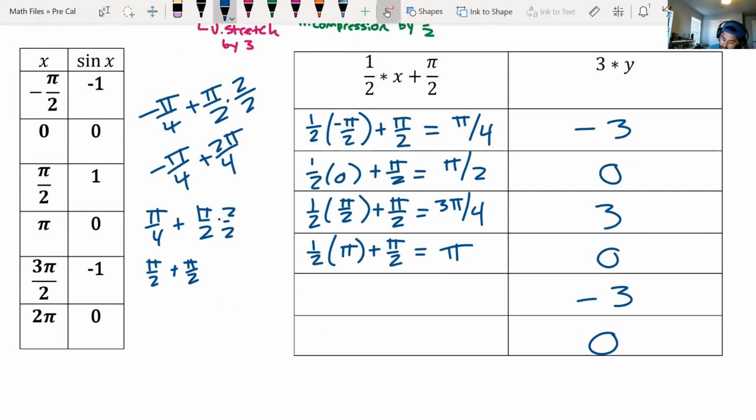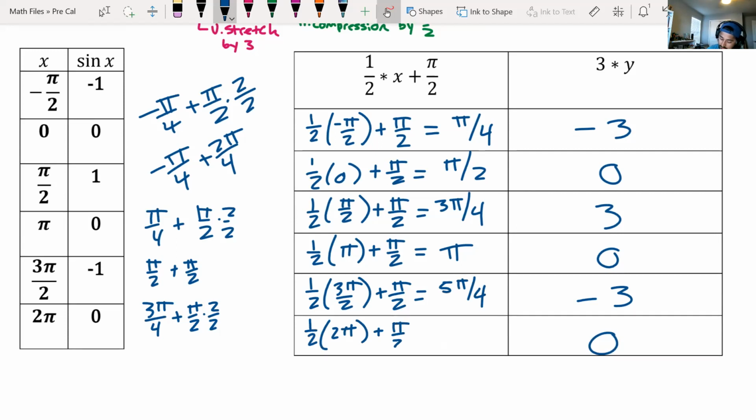All right, still moving. 1/2 times 3 pi over 2 plus pi over 2 gives me 3 pi over 4 plus pi over 2. Again, get your common denominator of 4, and 3 pi over 4 plus 2 pi over 4 gives me 5 pi over 4. And then last, 1/2 times 2 pi plus pi over 2 gives me pi plus pi over 2. Get a common denominator of 2, and 2 pi over 2 plus pi over 2 gives me 3 pi over 2. Woo-hoo. So these are the x values we are looking at.